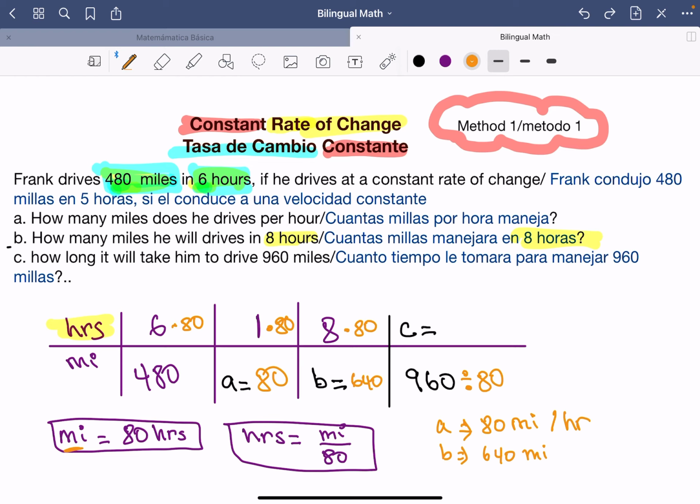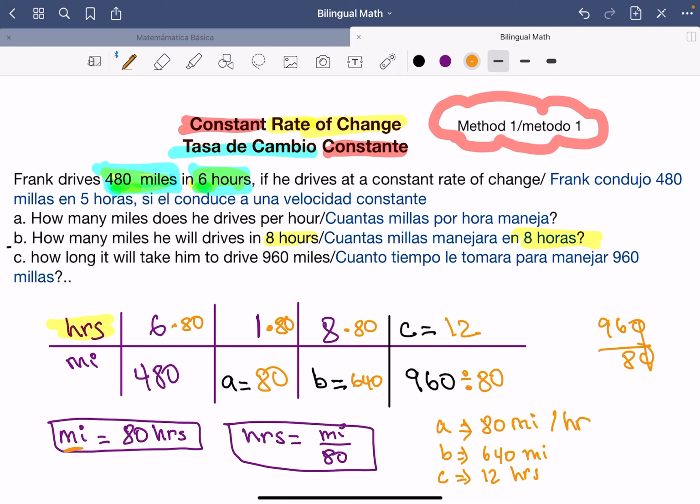Para la C tengo lo opuesto, ¿ok? ¿Cuánto tiempo le tomará para manejar 960 millas? Entonces debo de dividir 960 entre 80. Simplificamos los ceros, 96 entre 8 es 12. Por lo tanto, la respuesta para la C es, en 12 horas él va a manejar las 960 millas.